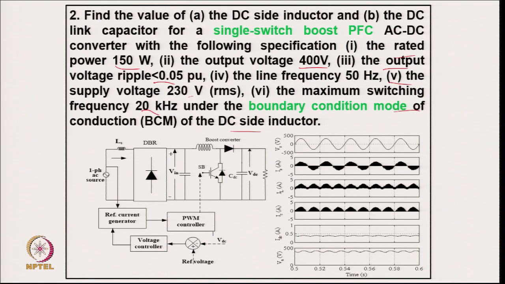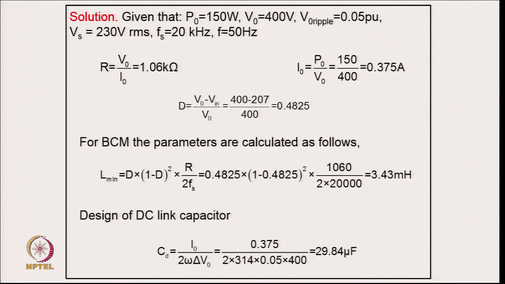So, this is the typical circuit, supply voltage and supply current. Of course, this is the inductor current, and this is the capacitor current which is going to this capacitor, this is the load current, and you can call it the output voltage of 400 volt. So, coming to the calculation part, we are designing for output power 150 watt, 400 volt, ripple voltage of 0.05 per unit, the input supply voltage is 230 volt, 20 kilohertz and 50 hertz.